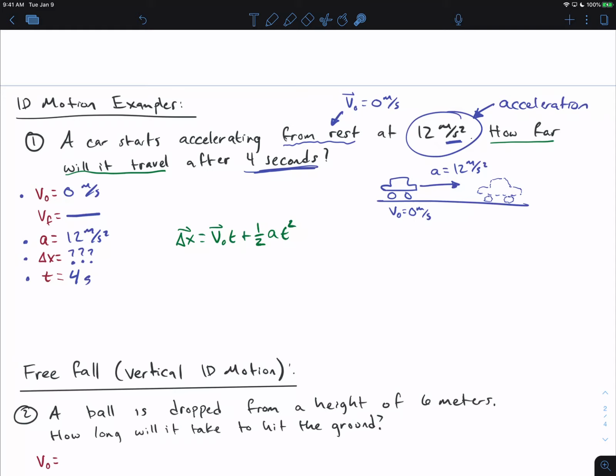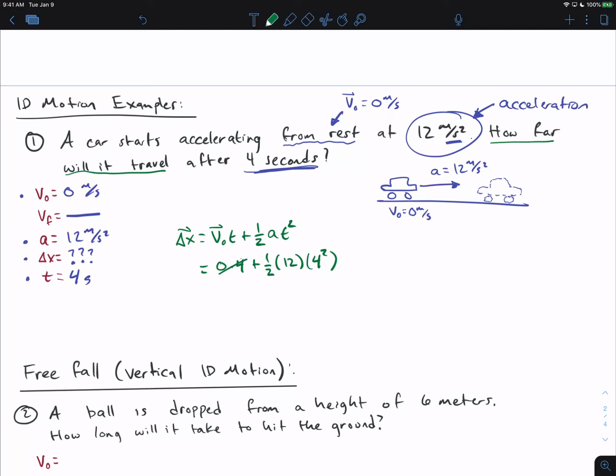But since we're looking for displacement, we're lucky here. We don't have to do any algebra right now. This is already by itself. It's already set up for us to solve the formula. So what we're going to do is just plug everything in. This now is equal to my initial velocity, which was 0, times my time, which is 4 seconds, plus 1/2. My acceleration here is 12 meters per second squared, and my time again is 4 seconds, now squared.